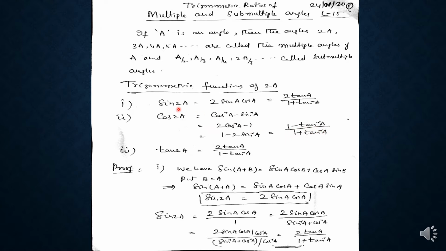Thus for sin 2A we have two formulas, for cos 2A we have four formulas, and for tan 2A one formula. So we will prove these formulas.